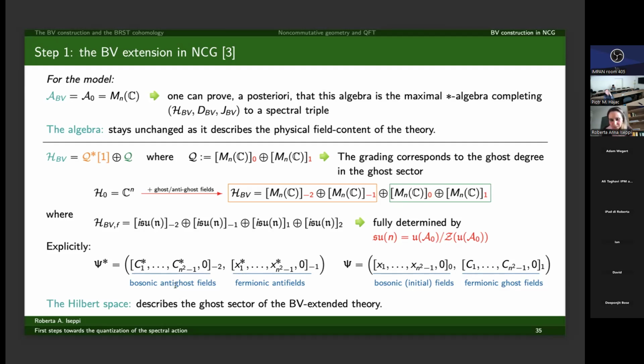Here I just write explicitly, if you want to have a bit of a feeling, so you're just big vectors. And the Hilbert space is really the one containing the ghost in the ghost sector.